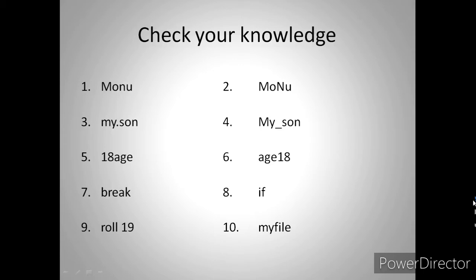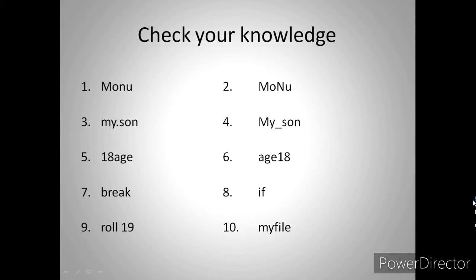Rolls space 19. Ninth one. Sir, incorrect. Then the 10th one. Sir, correct. So now we are able to know the valid variables over here, and we have come to know which ones are correct and which are incorrect.